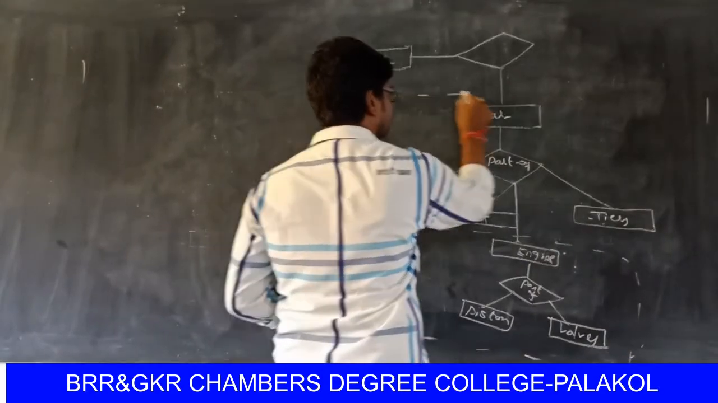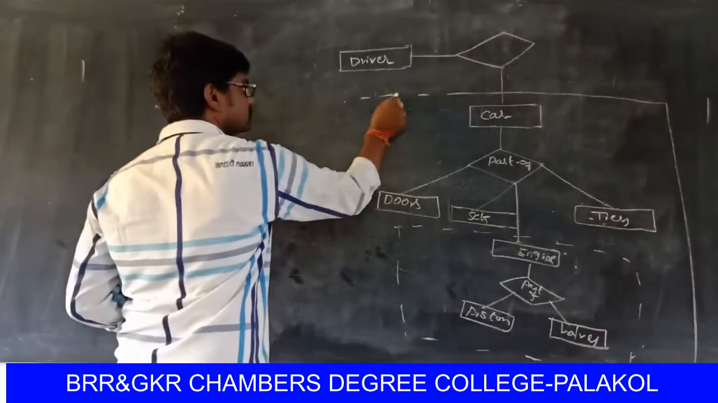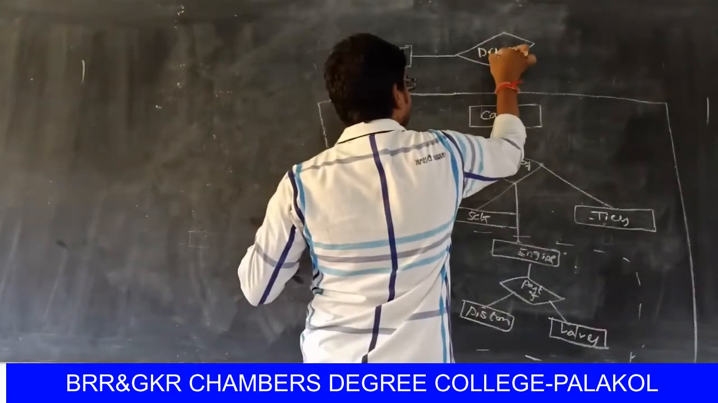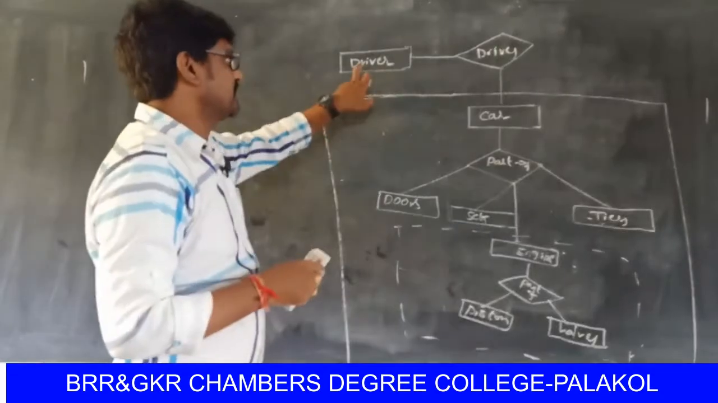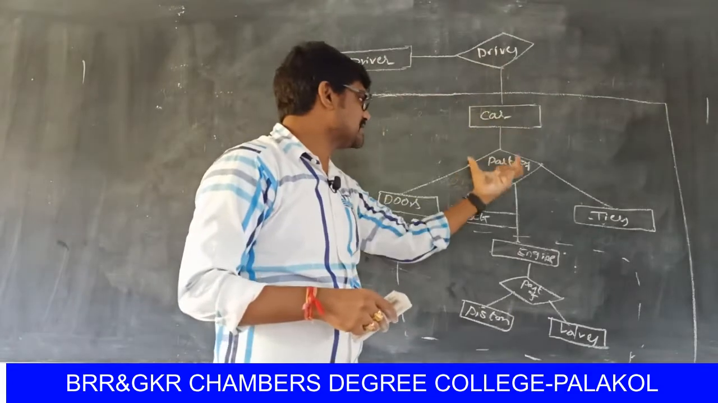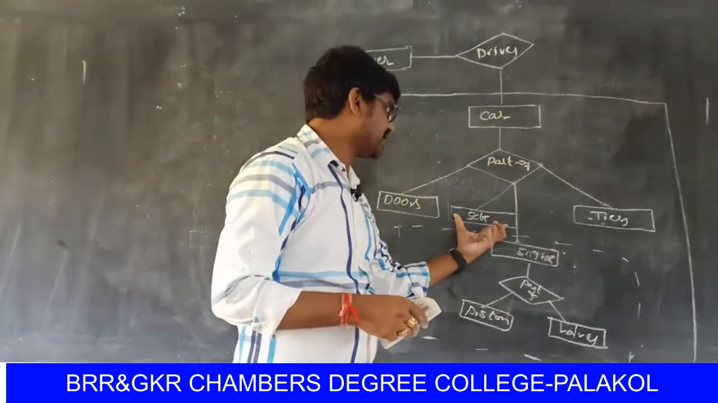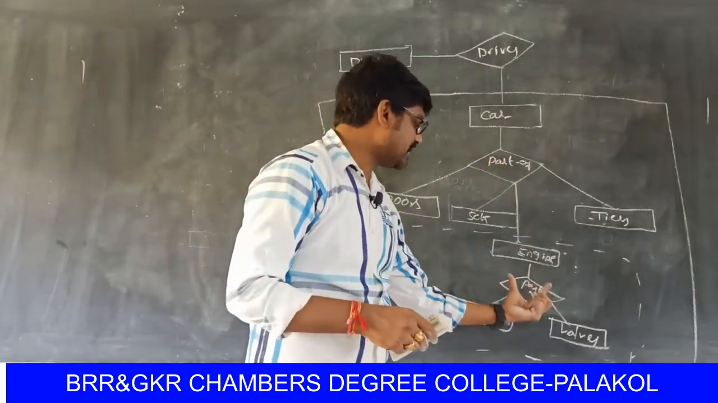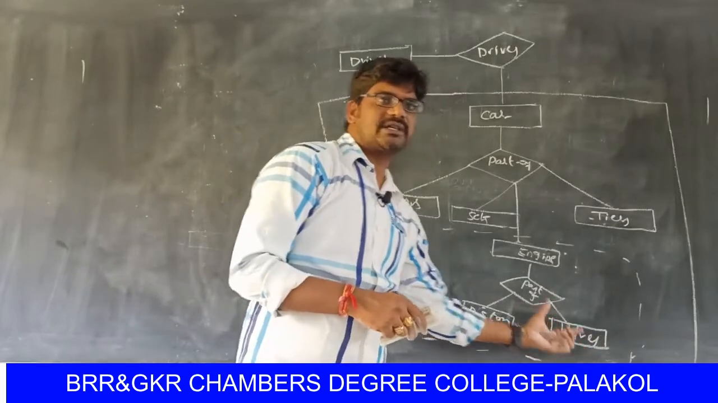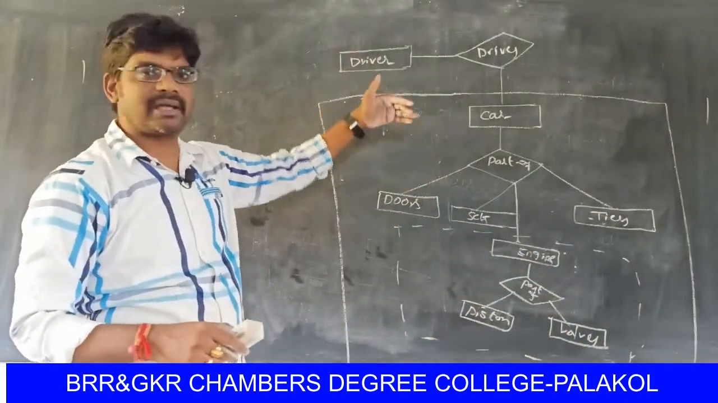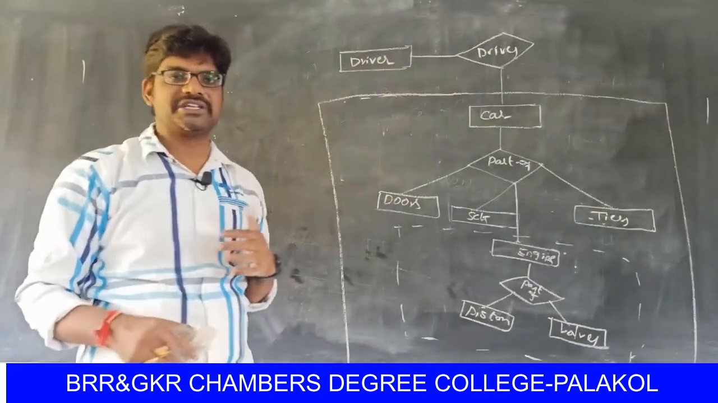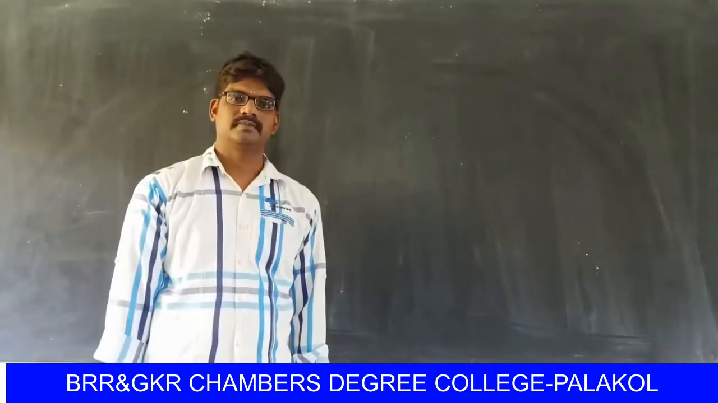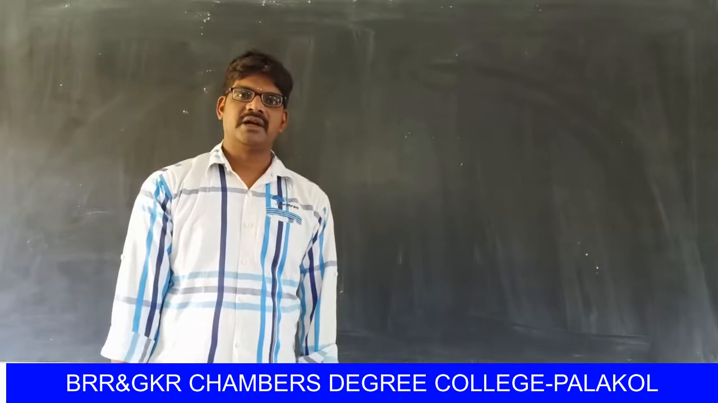So this is the example of aggregation. The driver drives a car. The car has doors, seats, and tires as parts. The engine has a piston and valves. So the relationship can exist by using aggregation. And next one is composition. Okay, next one, composition.